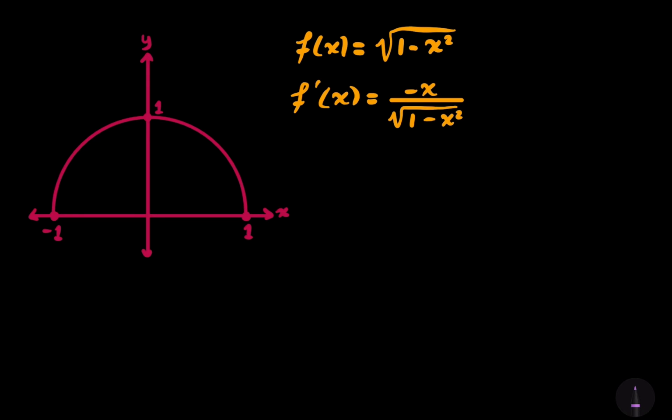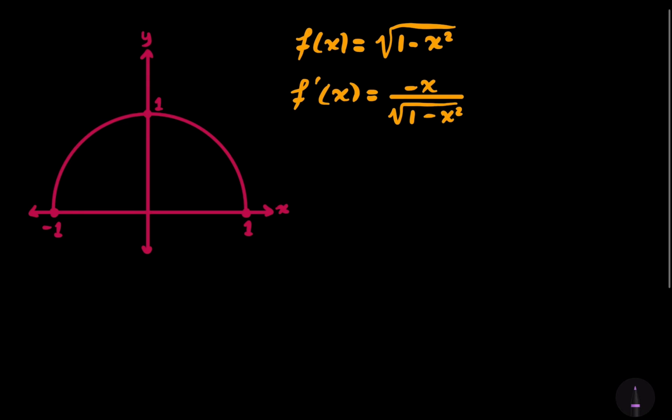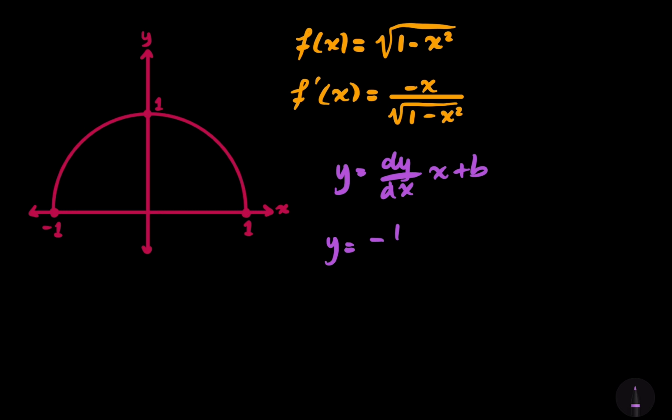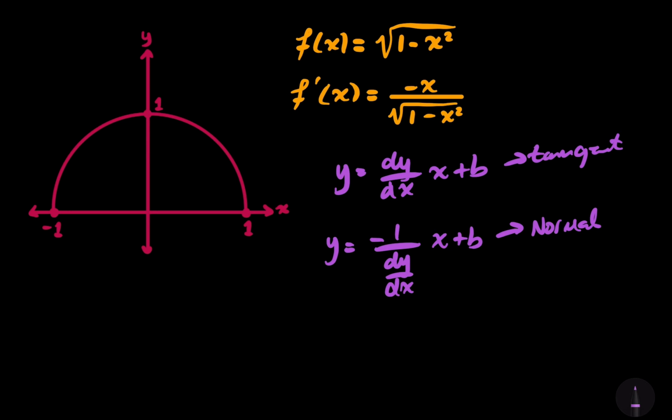So we've covered the equation of a tangent line. We know that a tangent line will have the form y equals dy/dx times x plus b, which is in slope-intercept form. And we also know that the normal to a graph will have the form -1 over dy/dx times x plus b. So this one over here would be a tangent, and we said that this one over here would be a normal. And so what happens when we have a horizontal tangent? What does that mean with respect to the normal?